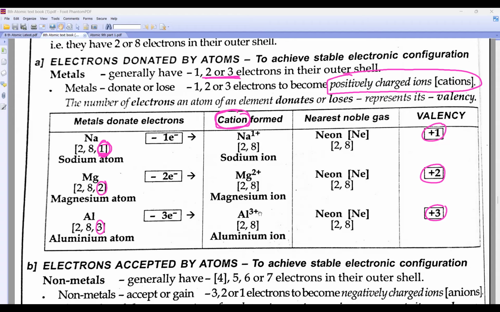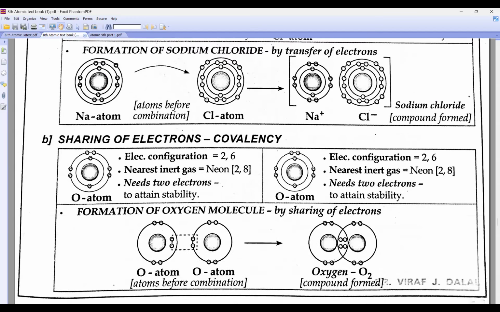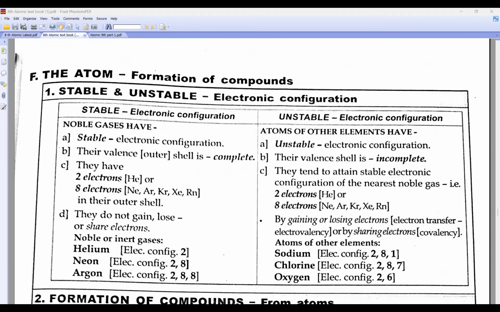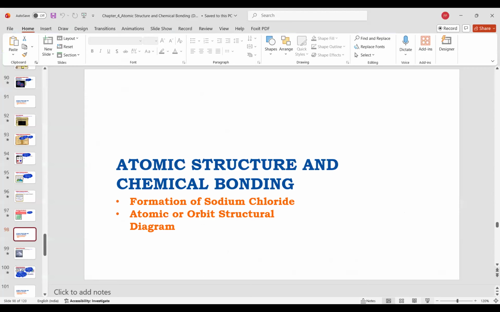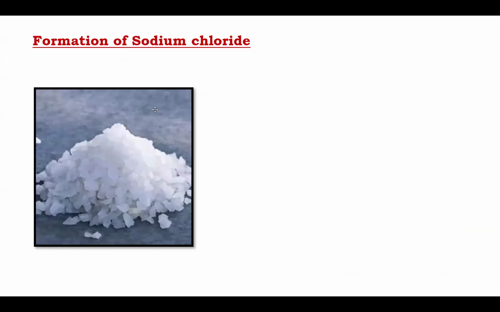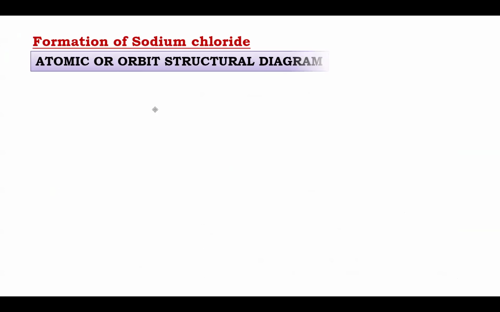Cations. Now, we have to do bond formation. I'll show you this, and then first we'll do bond between metal and non-metal. Will stable and unstable electronic configuration come? Stable means if it has an octet, then it is stable. If the electronic configuration is not complete, it's unstable. Now sodium chloride. What is the atomic number of sodium? Tell me.